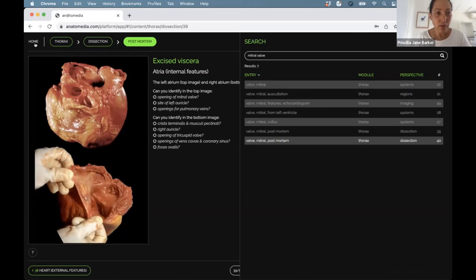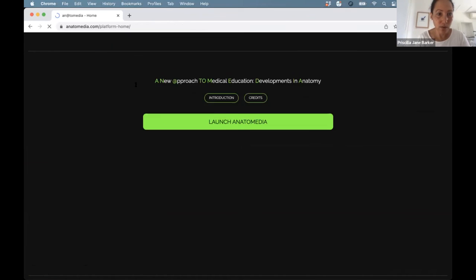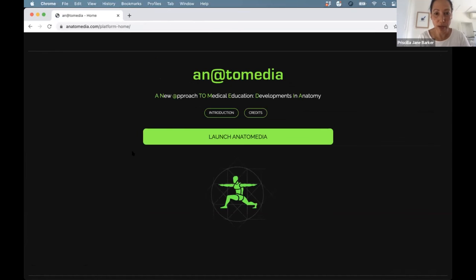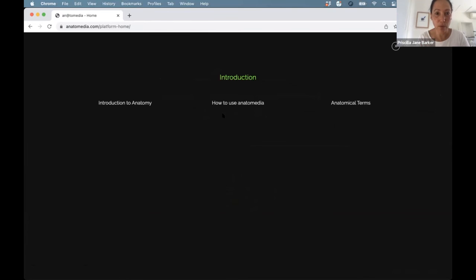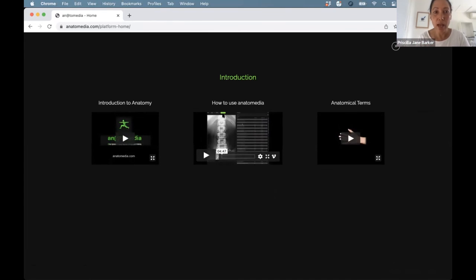So, I forgot to say actually, when you're first coming into the program, David, because you were saying you felt a little nervous about using it, it's really very straightforward. All you have to select is one module and one perspective, but there is also an introduction section. I went to the home screen, and from there I select introduction. So there's an introduction to anatomy here, which talks about things like the anatomical position.